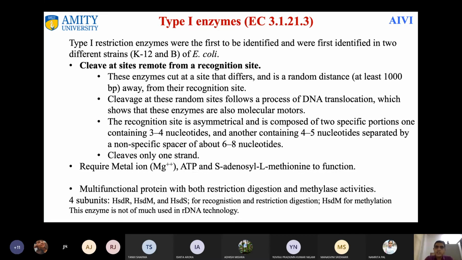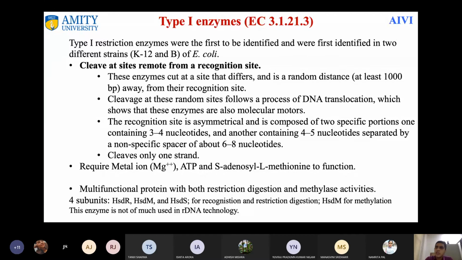Type 1 was the first to be identified, and it was first identified in two different strains of E. coli, that is K12 and B. So these restriction endonucleases from the E. coli B and K12 strains we call type 1. Every enzyme has an enzymatic nomenclature, and for this one it is EC 3.1.21.3. You can read your enzymology to find how they are named or numbered.